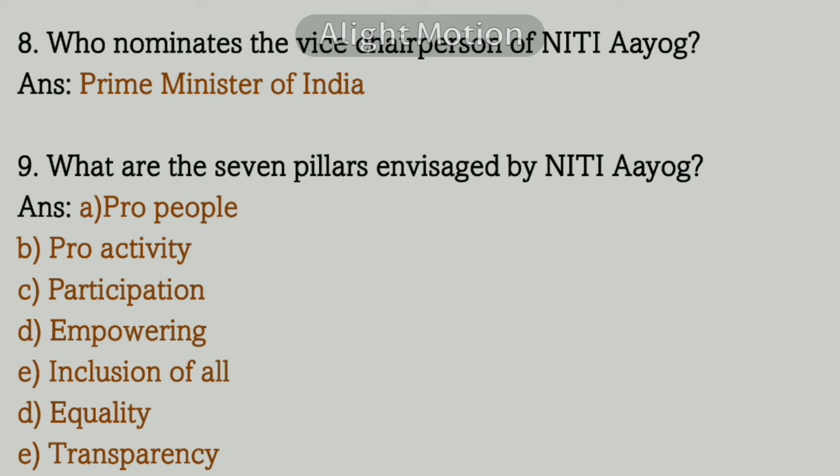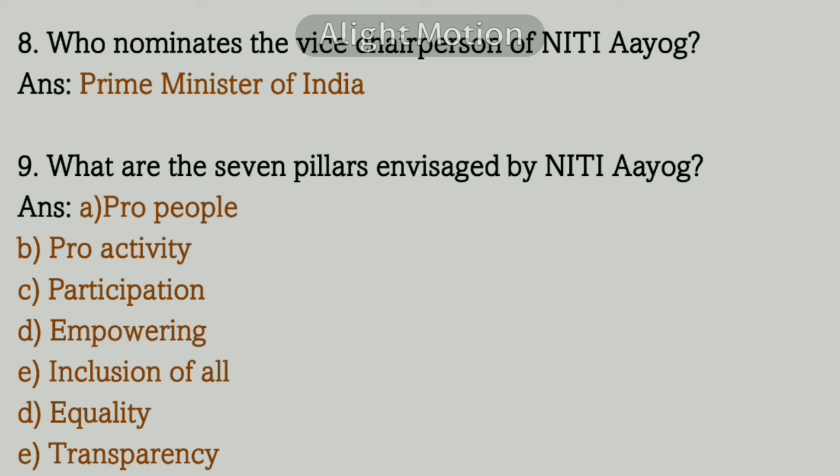Okay, this is really very important. What are the 7 pillars emphasized by NITI Aayog? The 7 pillars of NITI Aayog are pro-people, pro-activity, participation, empowering, inclusion of all, equality and transparency. These are the 7 pillars of NITI Aayog. The question might come. They might give 4 options in MCQ and try to confuse you, like which is not one of the 7 pillars of NITI Aayog. If you know these 7 pillars, it will help you to strike out the wrong answer if it comes.